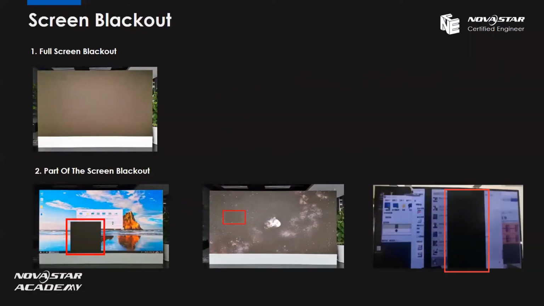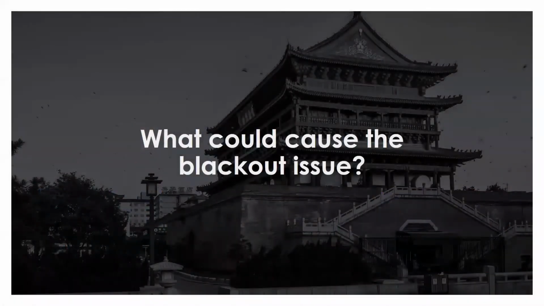There are 3 situations. The first one, the specific cabinet is black. The second, the specific module is black. And the third, the sending card output area is black. Okay, then what could cause the blackout issue?